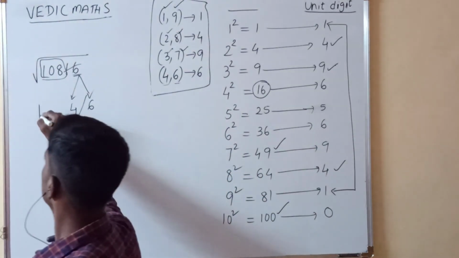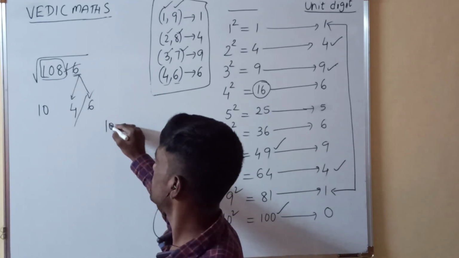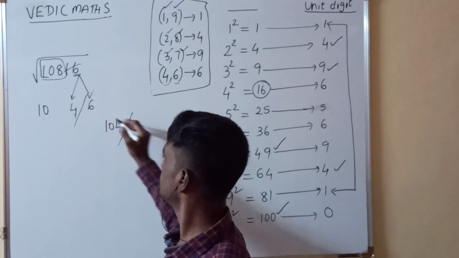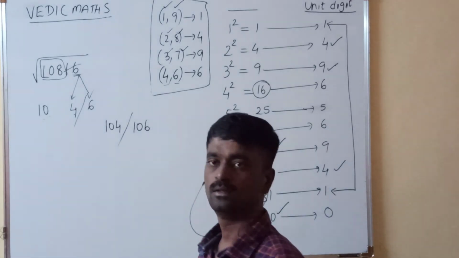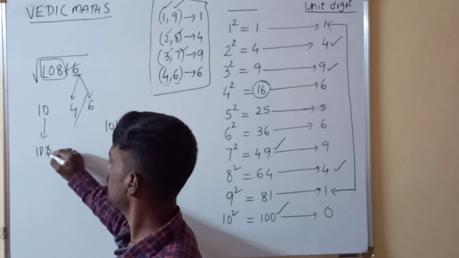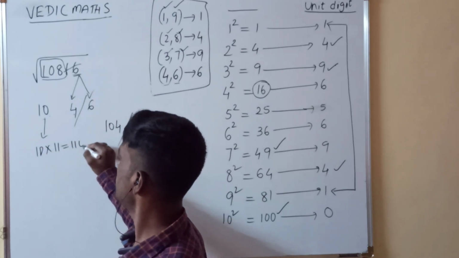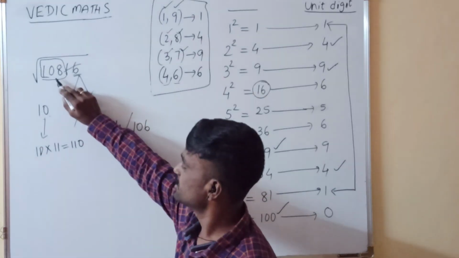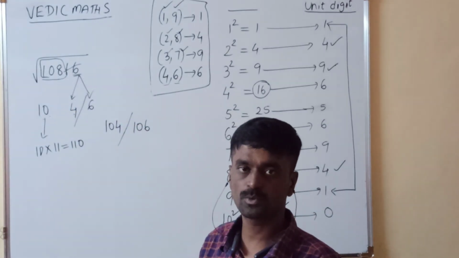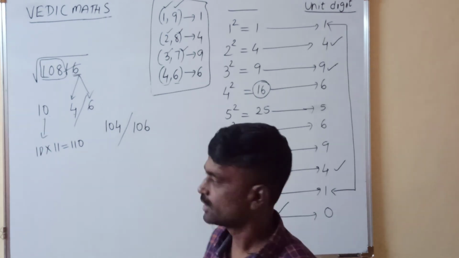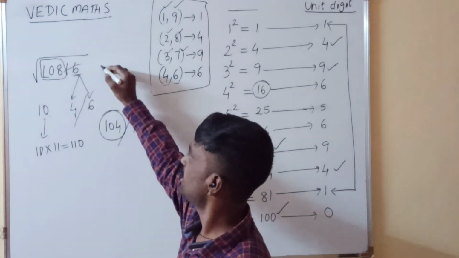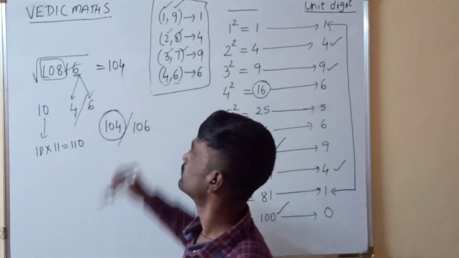So the answer will be either 104 or 106. Now tell me, what is the number after 10? 11. So 10 into 11, what are you getting? 110. Now tell me, Nana, is this 108 more than this product or less than this product? Less than this product. Then do we have to take the smaller value or greater value? Smaller value. So thus the answer is 104.